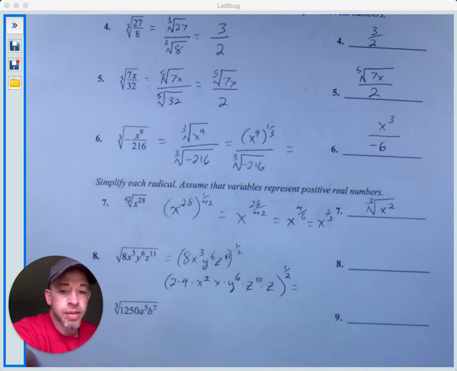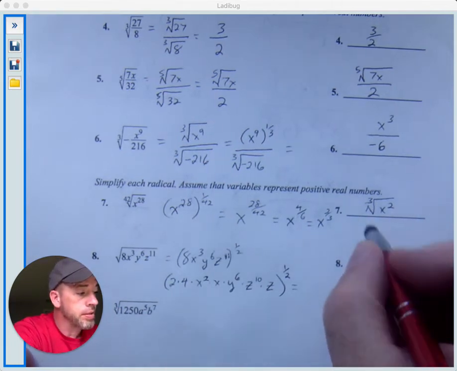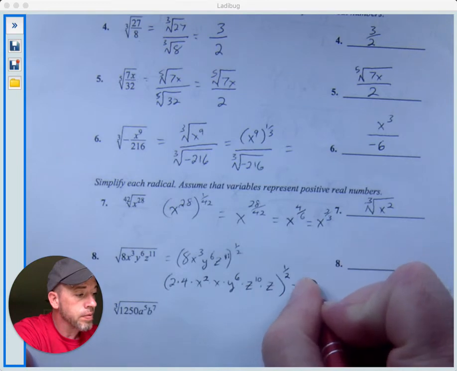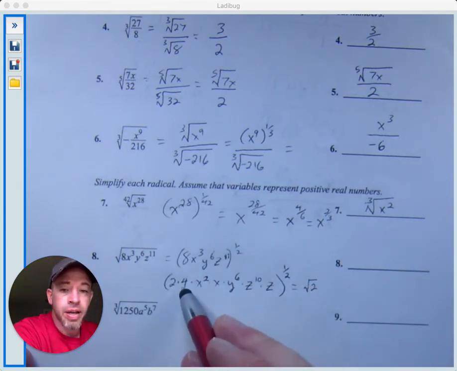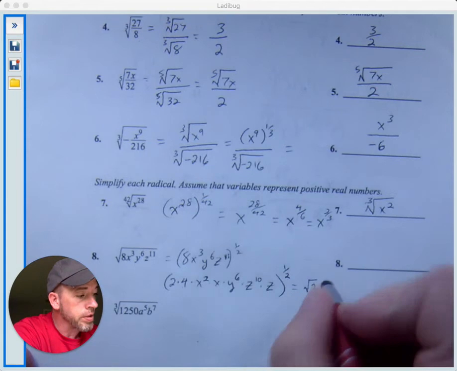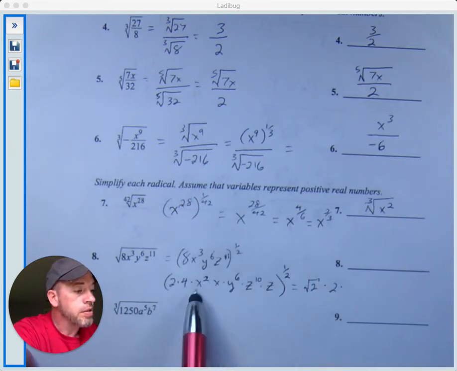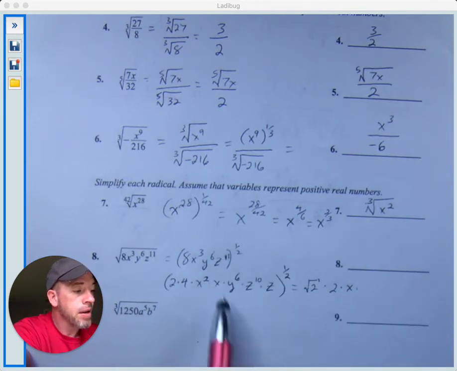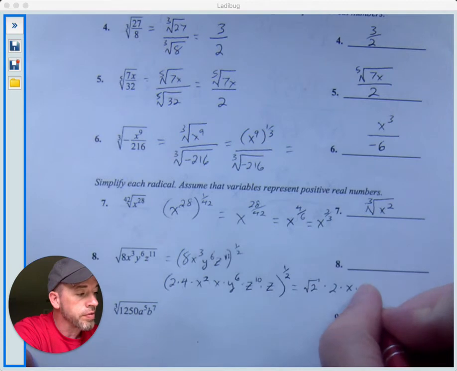2, that's not going to help us any, so I'm going to write, let's see, square root of 2, right? 2 to the 1/2 is the square root of 2. But 4 to the 1/2 is actually 2. So square root of 2 times 2. X squared to the 1/2 is just x times x. X to the 1/2 is the square root of x.